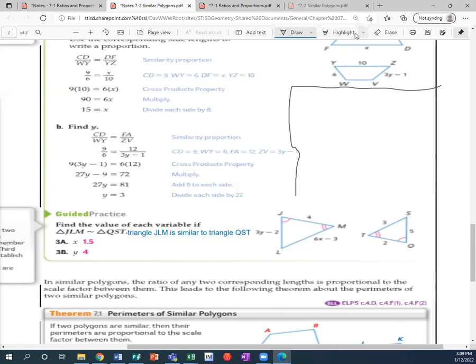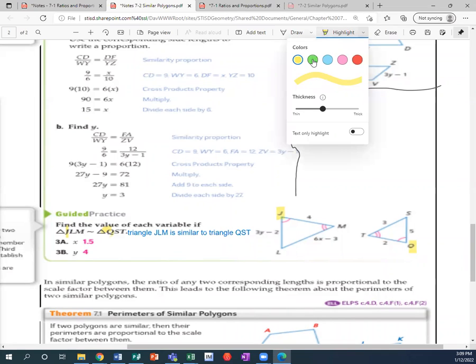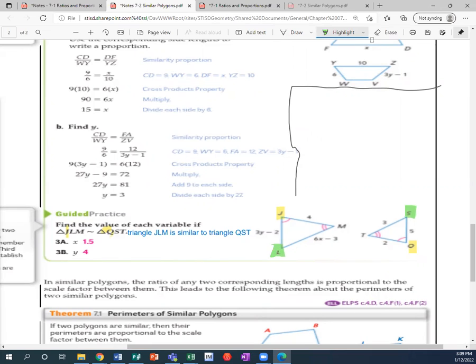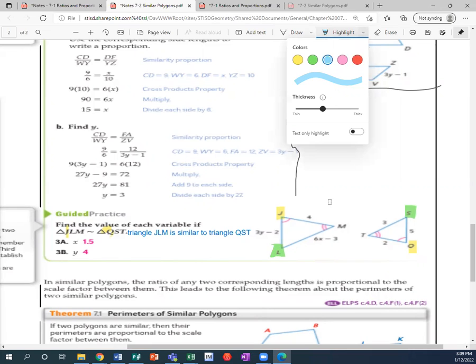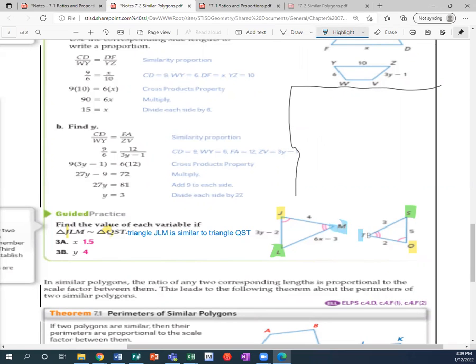All right, so now that I know which ones are similar, I'm going to go ahead and highlight which pieces are corresponding. So J and Q were listed first. Those two are corresponding corners. L and S were listed next, so those are the corresponding corners. And then the final one, M and T, will be my corresponding. And there they are. Now that I know which sides are corresponding, I know that the ratio of their sides will be proportional. That means the ratio that I write between corresponding sides will be equal.